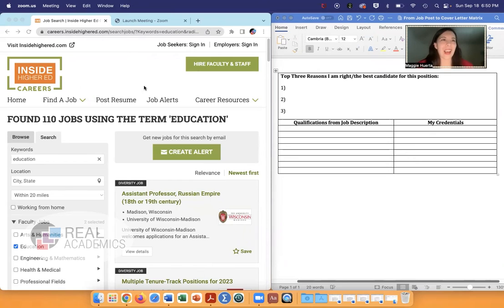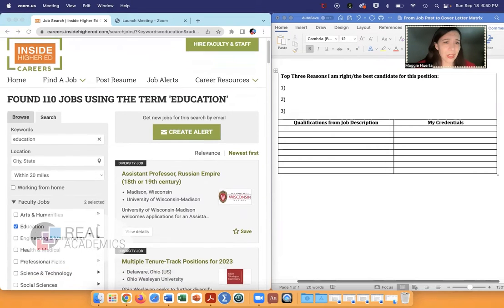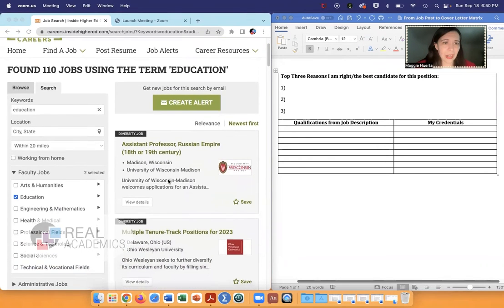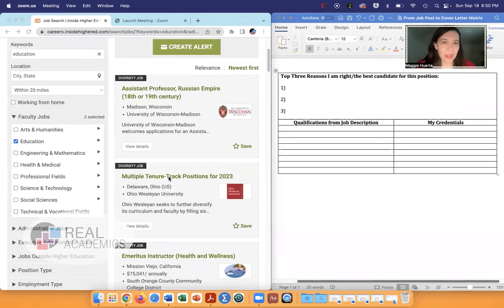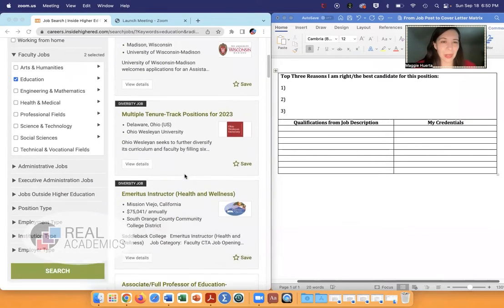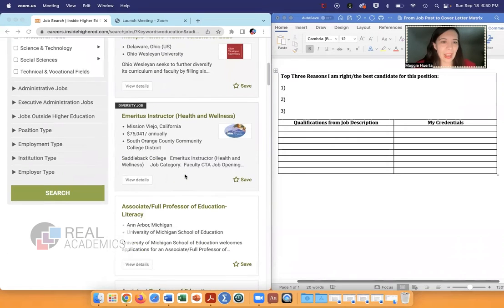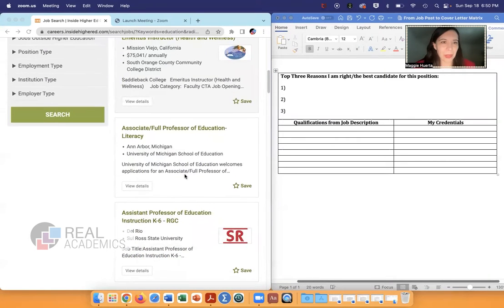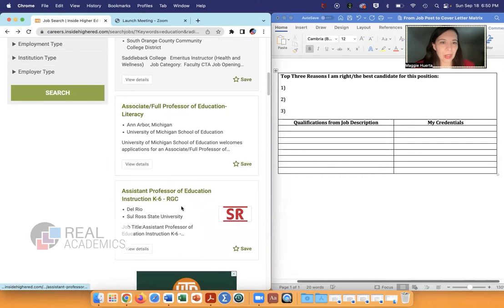So I went to Inside Higher Ed and I did a search. I put in education just because that's my field. And let's look here. I got a couple different job posts. If it were me, and I'm going to do it like if it were me because that'd just be easier for me to model for you, I would probably go for this one, Associate Full Education Literacy at the University of Michigan School of Education in Ann Arbor, Michigan. If I was starting off, I would not be looking at this one.